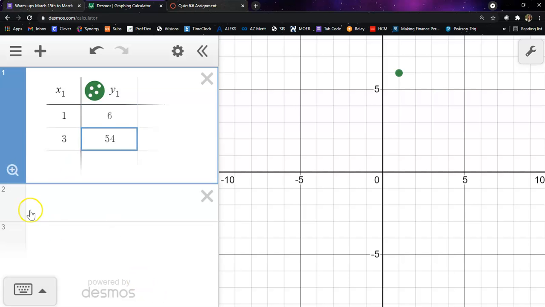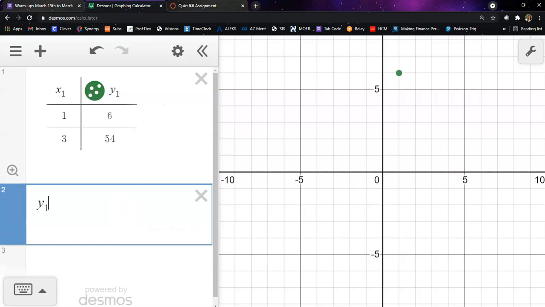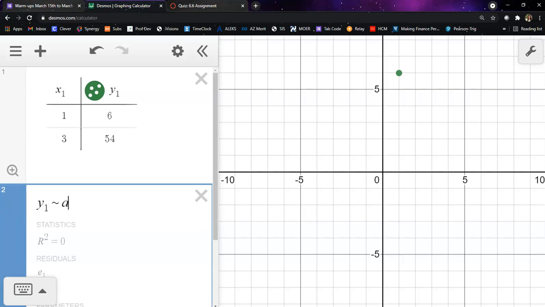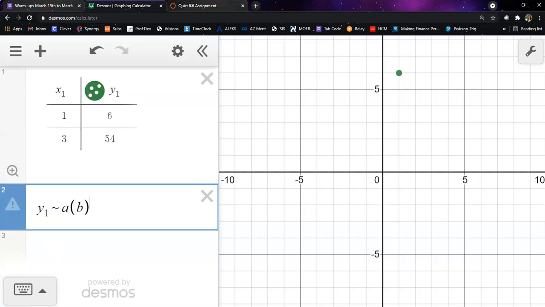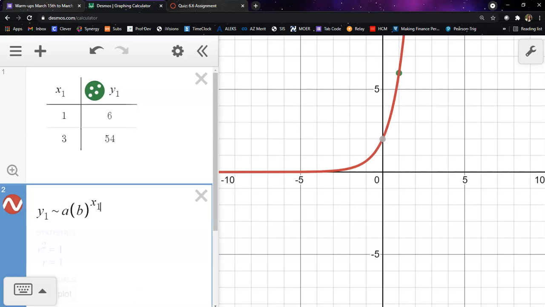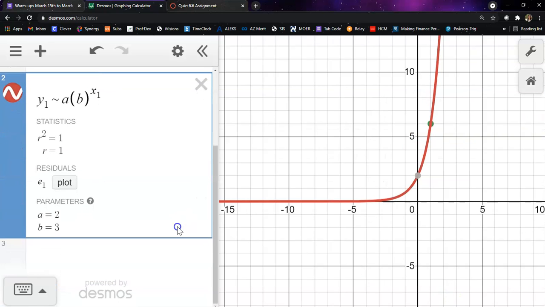I have these 2 points. Mine are still called x1, y1, so I'm good to keep using them. I am using the exponential function because it told me I was writing an exponential one. So then, oops, that's not what I want to scroll down on. This is what I want to scroll down on. So my equation is going to be y equals 2, and then parentheses 3 to the x. Questions here?